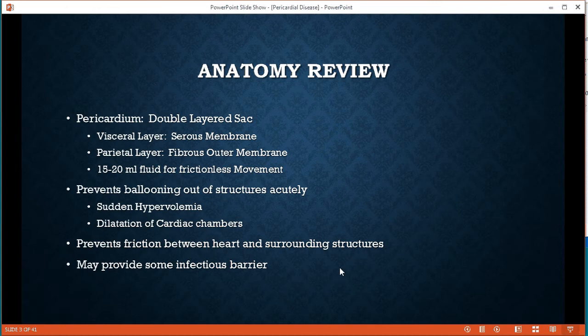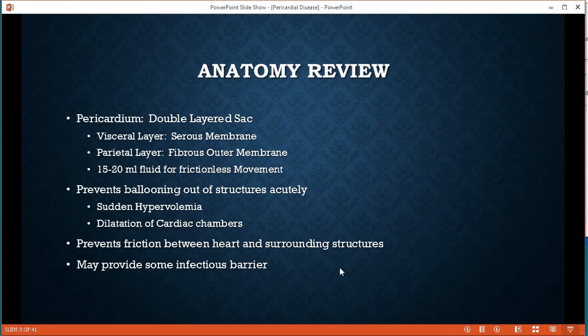So just from an anatomic review, and this shouldn't take long, just remember that the pericardium is a double-layered sac. Just like with the pleura, you have a visceral and a parietal layer. The parietal layer is going to be the fibrous outer membrane. And remember that the pericardial sac is fibrous in nature, so it doesn't lend itself to any type of give in an acute sense.